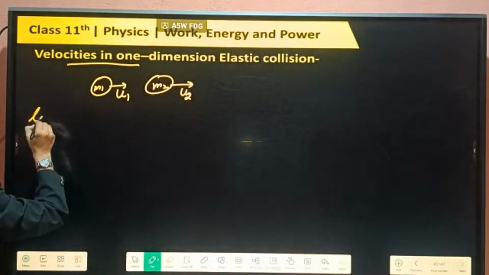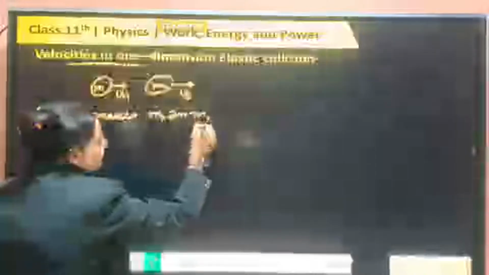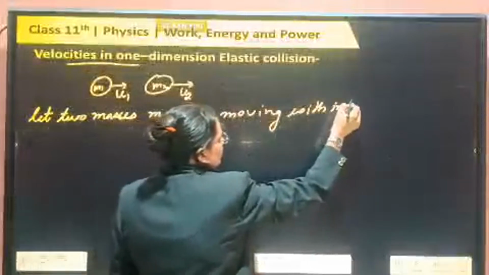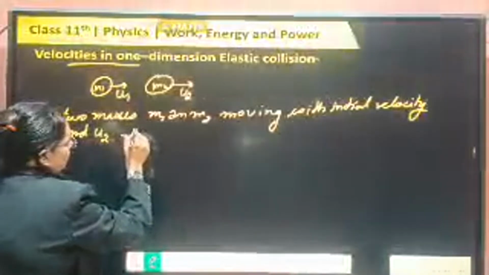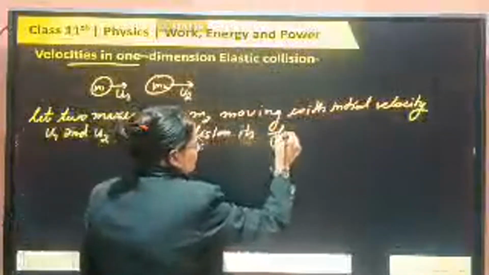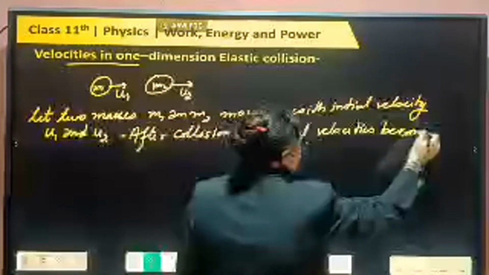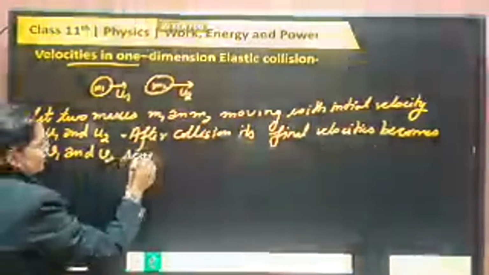Let two masses m1 and m2 moving with initial velocities u1 and u2, and after collision their final velocities become v1 and v2 respectively.